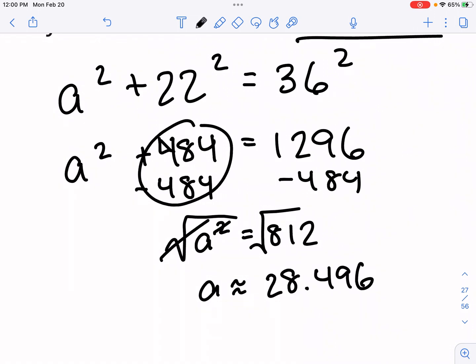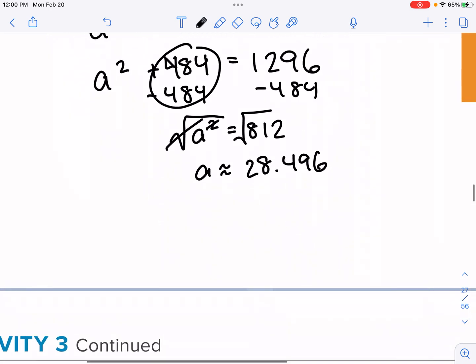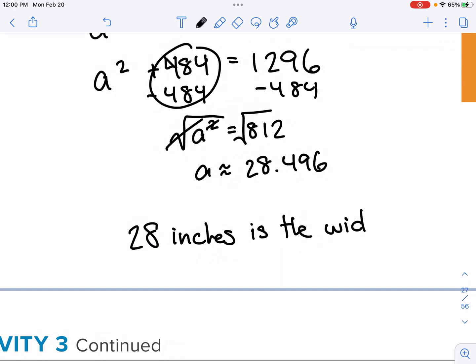Now, it said round the answer to the nearest inch. So does this round up to 29 inches or stay at 28? It's closest to 28 inches. That is the length or width of the TV. I will say that is the width of the TV. All right, so we answered that.